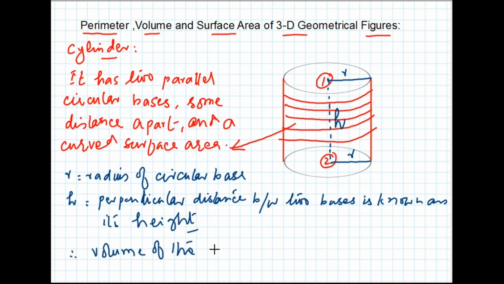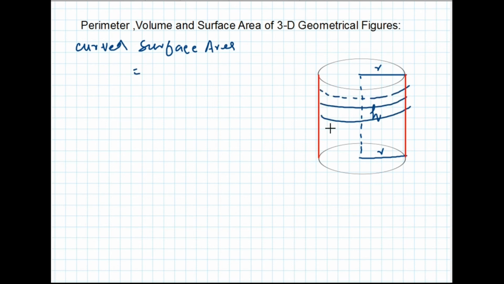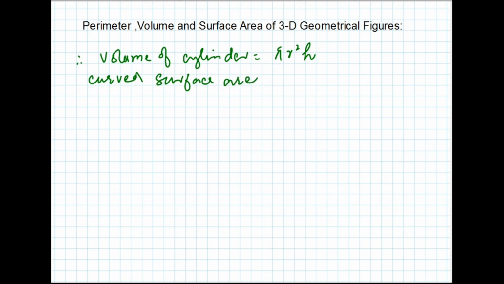Therefore, volume of the cylinder is equal to pi r square. This is circular base and its area is equal to pi r square multiplied by h. Therefore, curved surface area, this curved surface as shown, is equal to 2 pi r h. Therefore, volume of cylinder is equal to pi r square h. Curved surface area is equal to 2 pi r h.